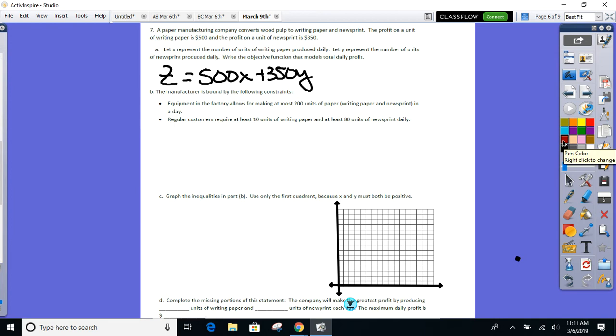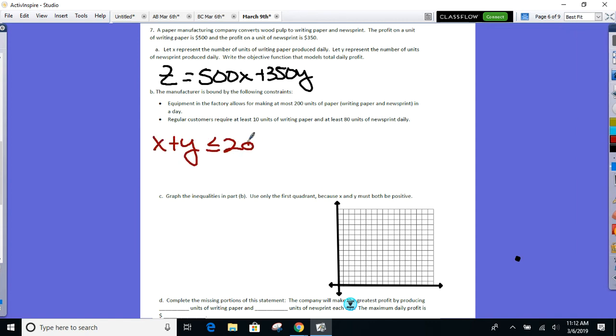Constraints, restrictions. Here we go. Equipment in the factory allows for making at most 200 units of paper, which is the writing and newsprint together. Equation, inequality here. I can only make 200 units of paper, at most 200. X plus y has got to be, boom, less than or equal to 200.